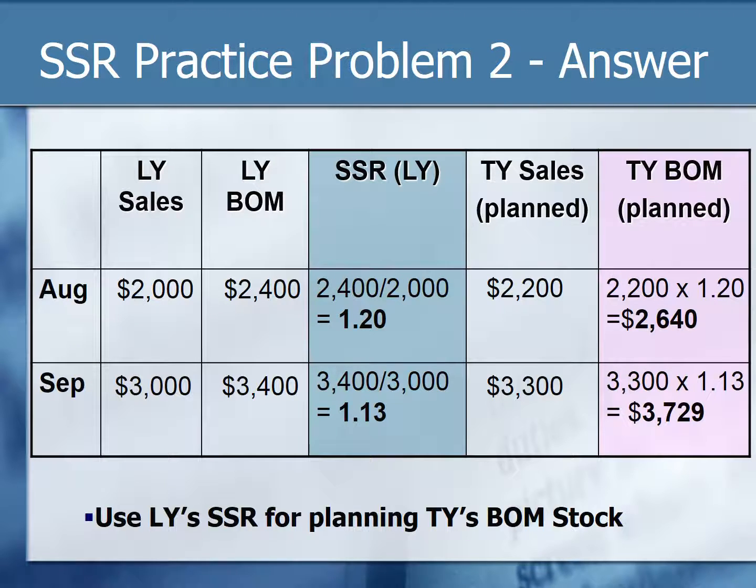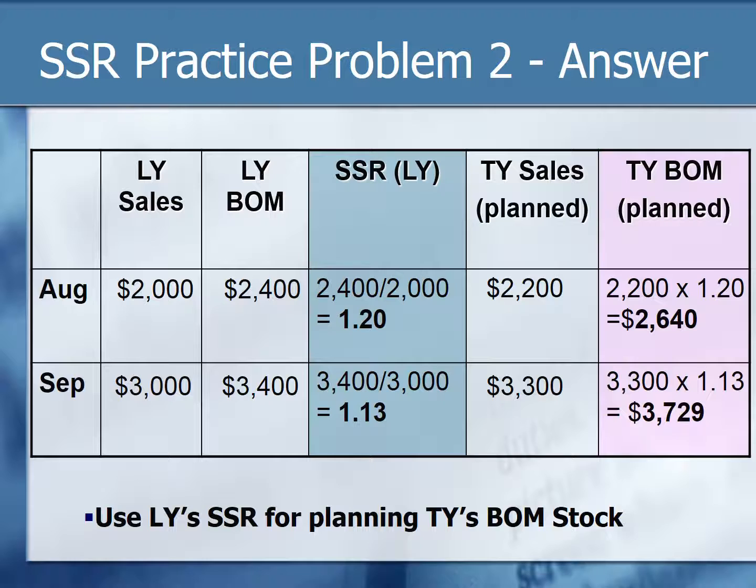And for September, we do the same kind of math. We got 1.13 as our SSR. This year's BOM will be now SSR times the planned sales for each month. So we got the $2,640 BOM for August and $3,729 BOM for September.